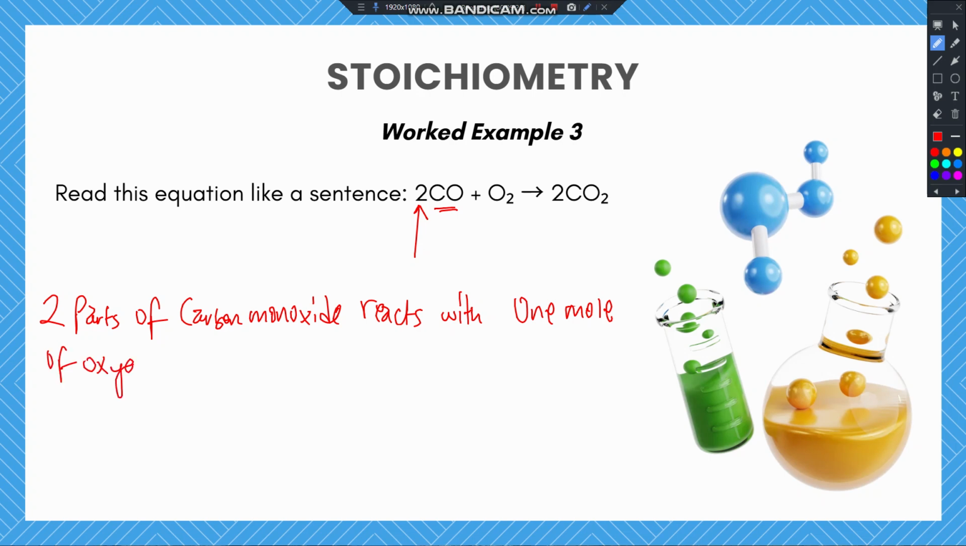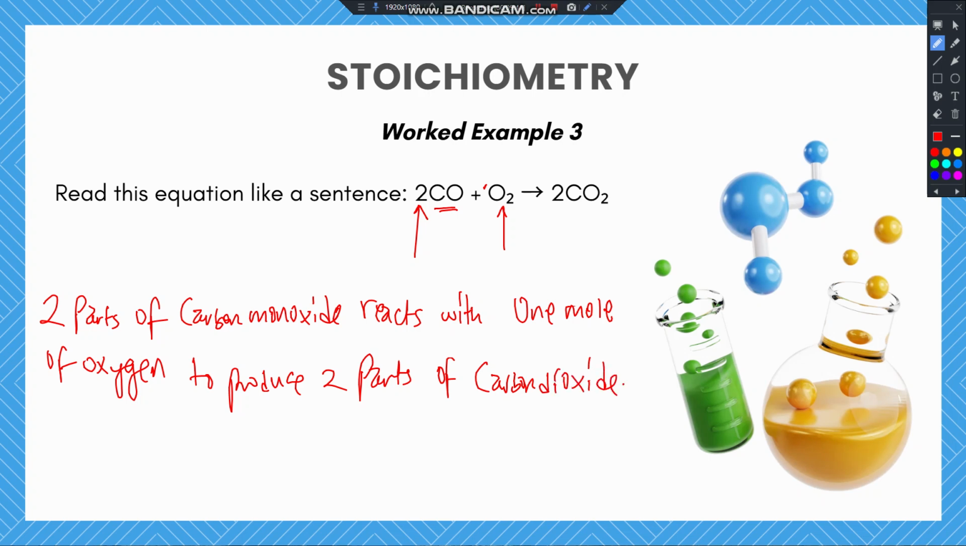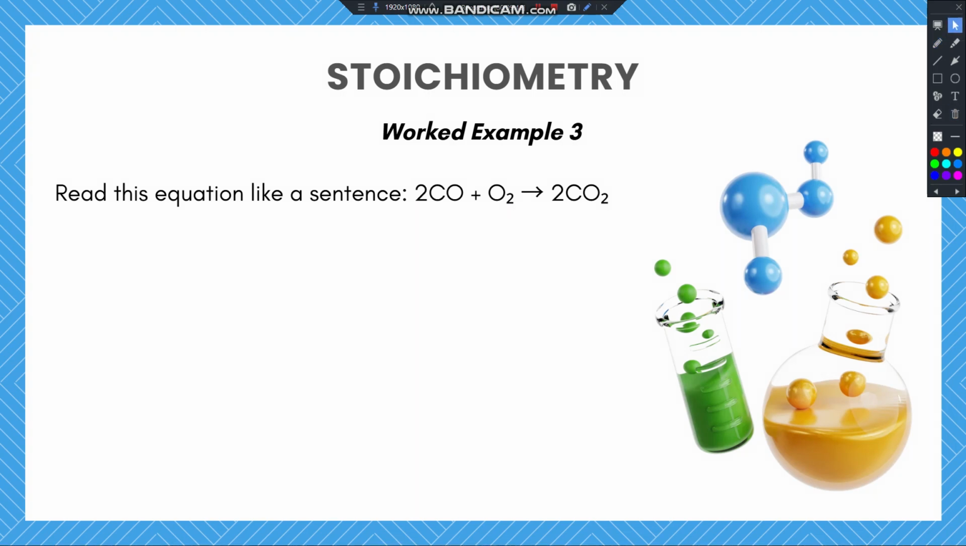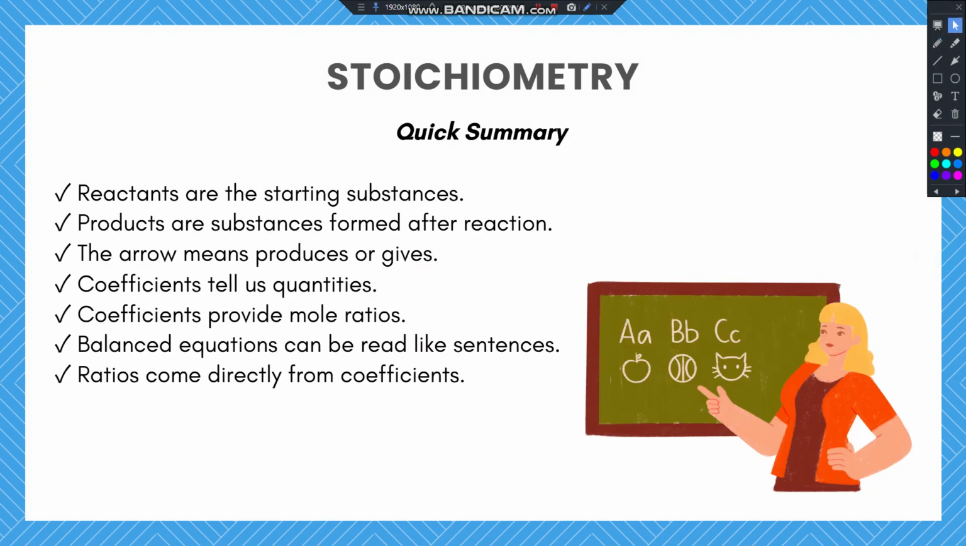How did I get 1 part of oxygen? You can see over here oxygen is standing alone. There is no number in front, so it means it's an automatic number 1. To produce 2 parts or 2 moles of carbon dioxide. Pretty easy, pretty simple, and pretty straight to the point. Trust you're getting massive value for what you're seeing in this video.